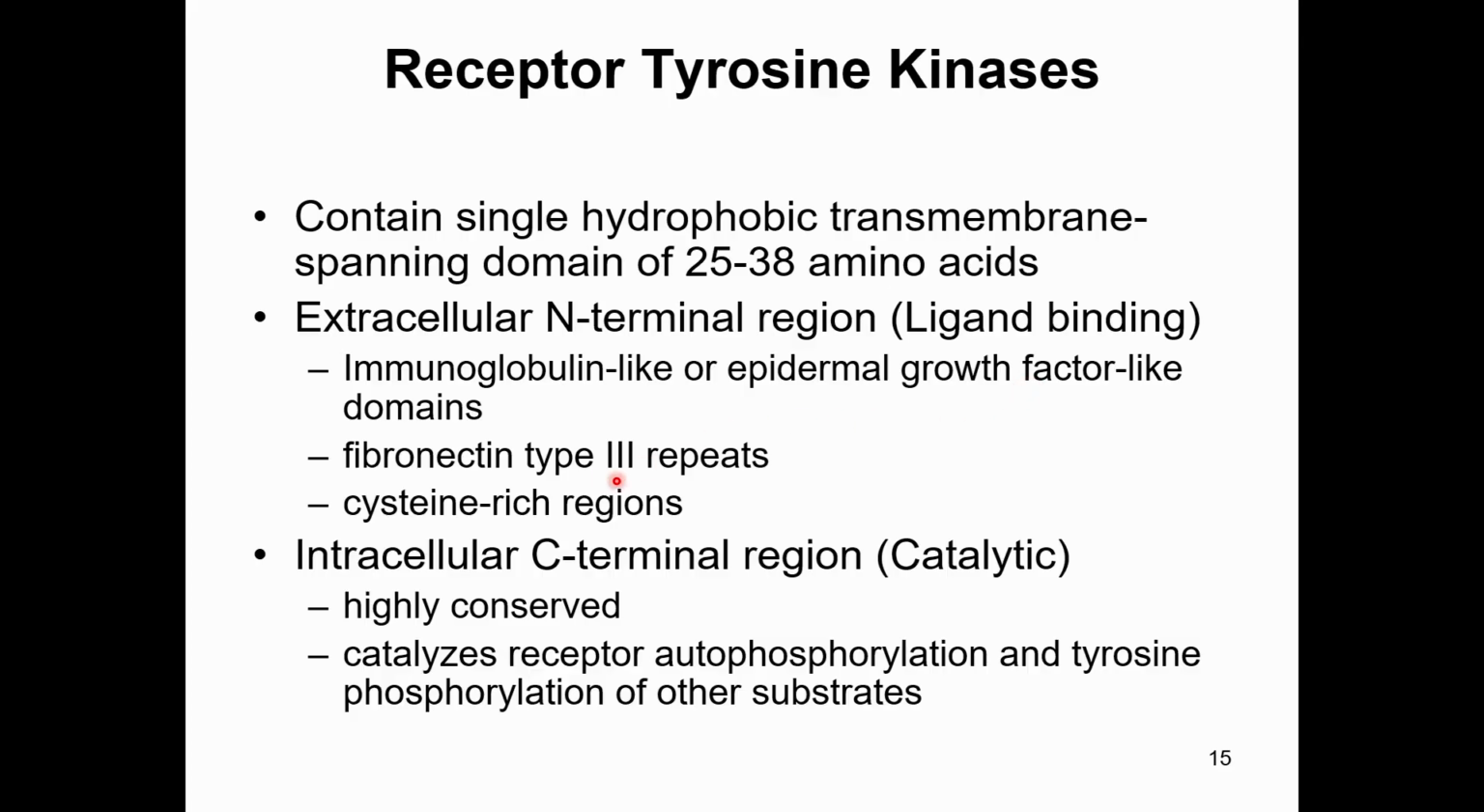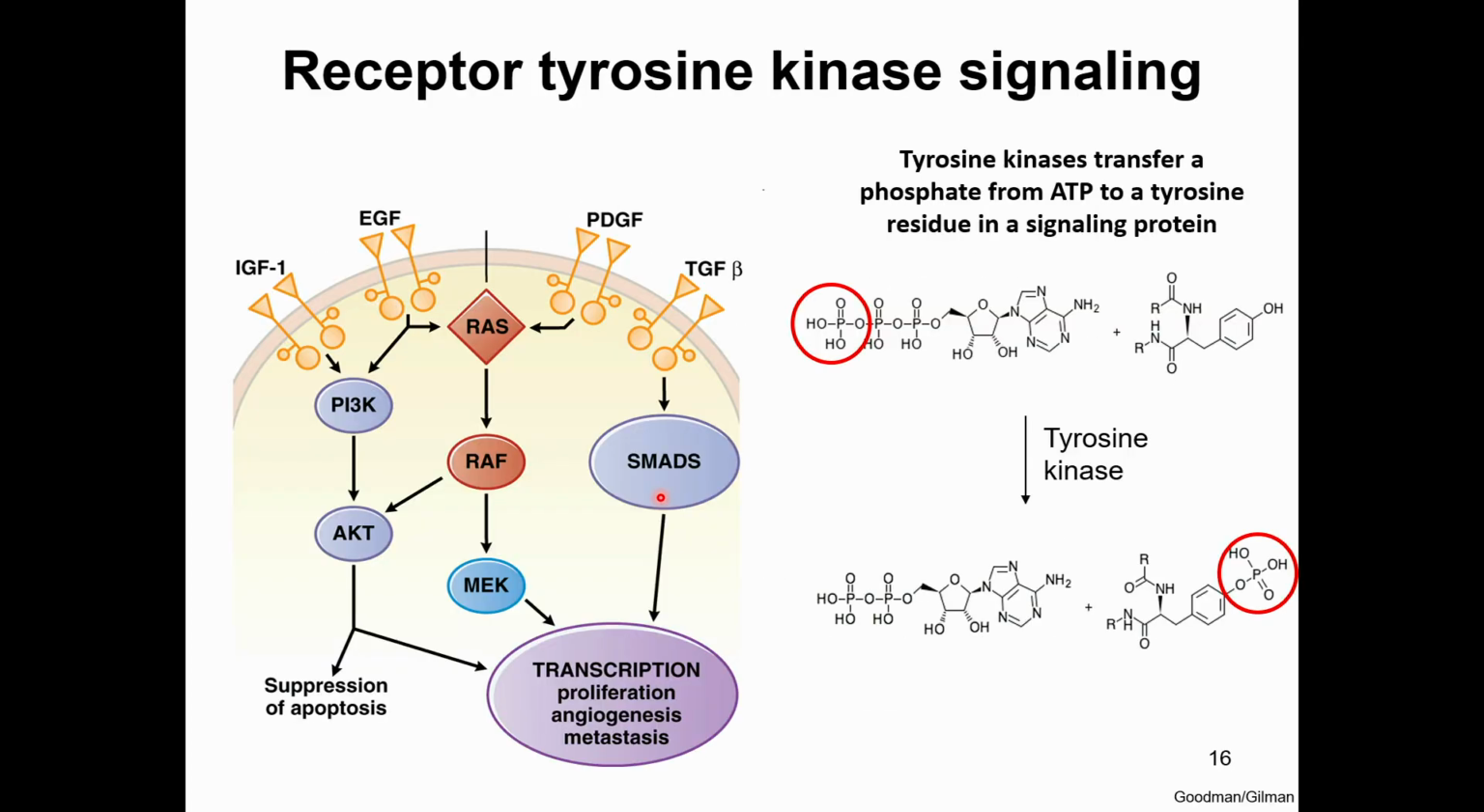They contain fibronectin 3 repeats. That's not particularly important. Cysteine-rich regions. But the intracellular C-terminal region is catalytic and highly conserved. And what does it do? It catalyzes autophosphorylation of itself on tyrosine residues. And sometimes it can phosphorylate other things too. Okay, so a little bit of complexity here.